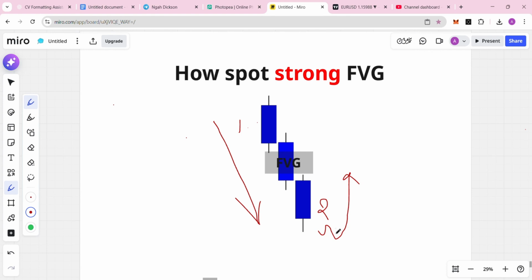So in that scenario, the question now will be, which of the fair value gaps are you going to trade? So let's go to the demonstration, and I will show you the strongest or the most valid fair value gap that you should trade in that context. So let's go there.